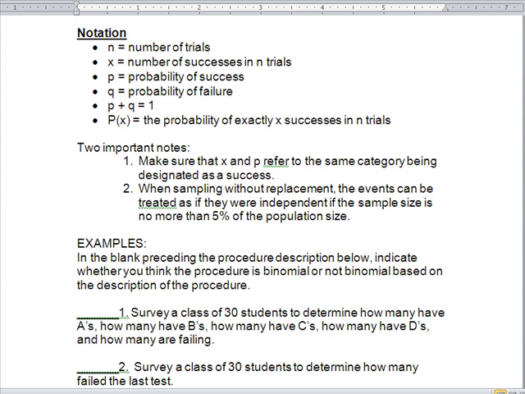What we want to make sure of as we work on the problems in this section is that X and P refer to the same category, which is being designated as a success. It might be something like someone coming down with a disease, so don't think it's always something positive. It's just labeled a success because it's what we're looking for. Second, when sampling without replacement, the event can be treated as if it were independent if the sample size is no more than 5% of the population size. That's something we talked about before, and we want to remember that that's the case here.